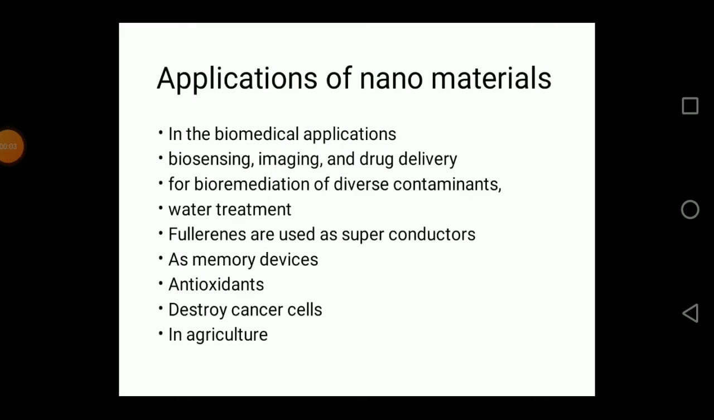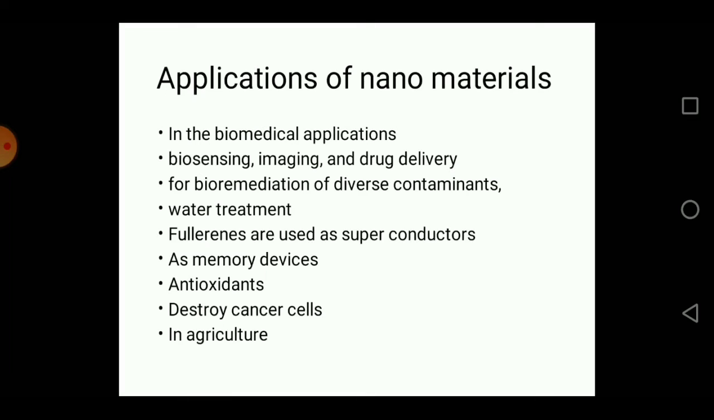Finally, we look into the applications of nanomaterials or nanoparticles. Nanoparticles find applications in the biomedical field, that is for therapeutic values, that is drug delivery systems and gene transformation. They're also used in biosensing, bioimaging, and drug delivery systems. Also, they find applications in bioremediation of diverse contaminants. Also for water purification, that is water treatment, they use nanoceramic filters. Fullerenes are used as superconductors at low temperatures of 10 to 40 Kelvin. Carbon nanotubes will also function as memory devices.